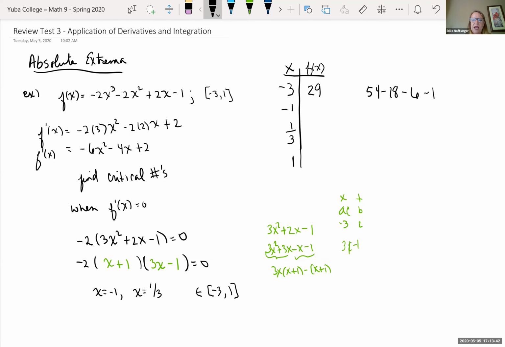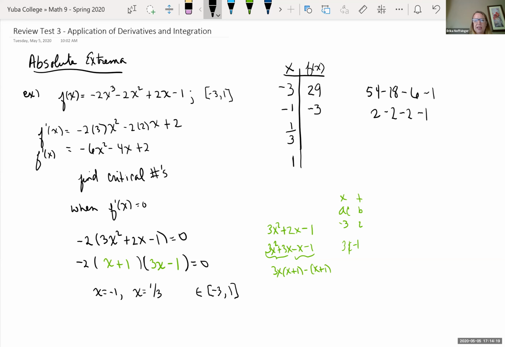Okay, so go through now and plug in -1 wherever you see an x. Well, -1 cubed is -1 times this -2 out front is +2. -1 squared is 1 times this -2 out front is -2. 2 times -1, that's -2, and -1. So 2 minus 2 is 0, -2 minus 1 is -3. So when x is -1, y is -3.